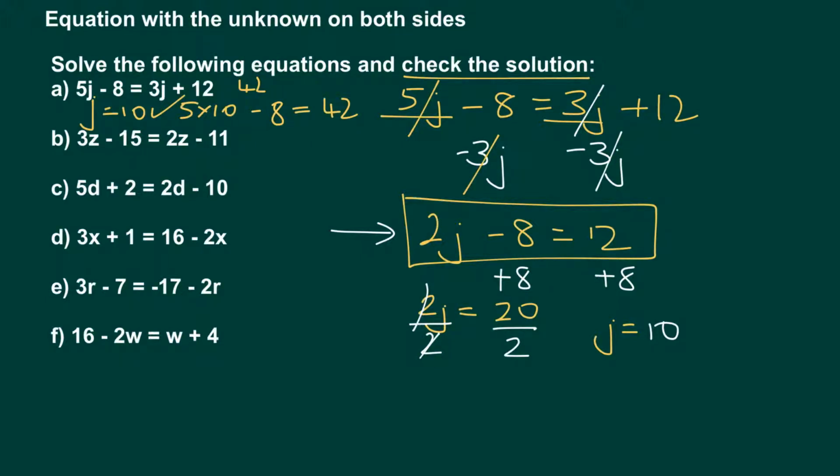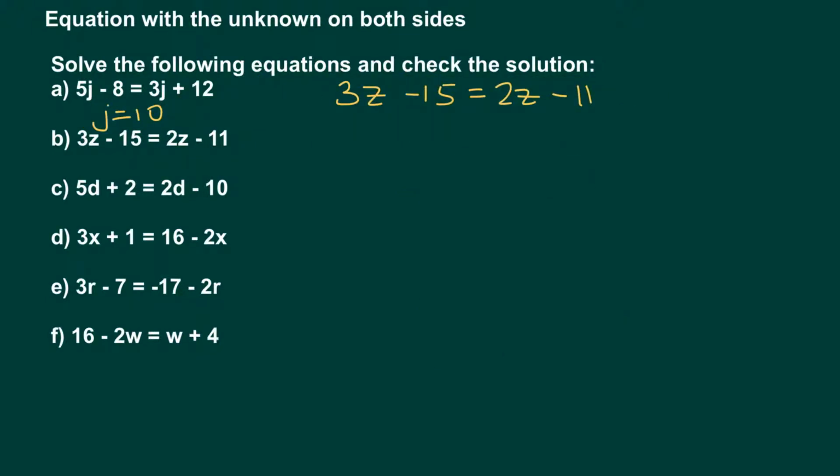Now let's look at the next question. The next question is 3z minus 15 equals 2z minus 11. So again, the same process. We need to get rid of the smaller unknown variable. So we go minus 2z on this side to get rid of that 2z there, and we go minus 2z on this side. So 3z minus 2z on the left-hand side brings us down to 1z, or just a z on its own, minus 15. And on the right-hand side, the 2z's have obviously cancelled out, and we are left with minus 11.